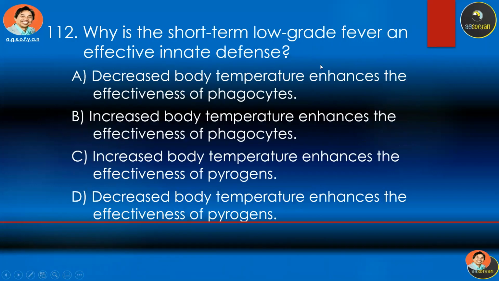Why is the short-term low-grade fever an effective innate defense? A, B, C, or D. Okay, so this is the second line of defense. One of them is fever. And remember, fever actually inhibits much bacterial growth and also increases phagocyte activity. So increased body temperature enhances the effectiveness of phagocytes. So that's going to be the answer.